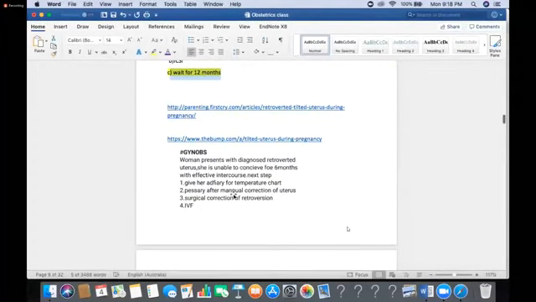Yes. Okay. So now we'll see this question. Woman presented with diagnosed retroverted uterus. She is unable to conceive for 6 months with effective intercourse. Next step: give her a diary for temperature chart. Why is the diary for temperature chart important here? It is irrelevant. Pessary after manual correction of uterus. Surgical correction of uterus and IVF can be considered. So the first step is always exercises. Next is pessary. So the answer here should be pessary, isn't it?